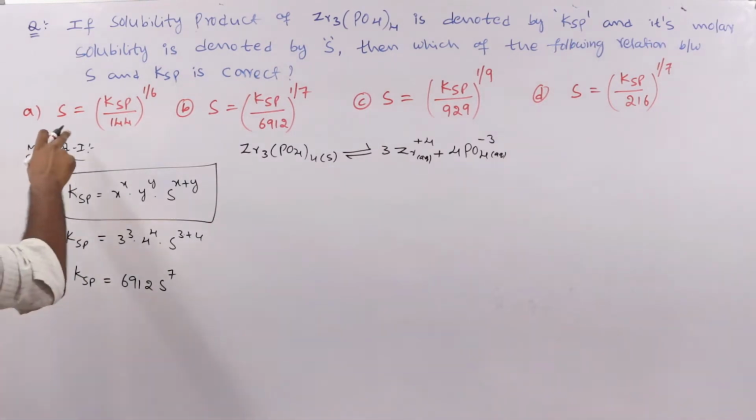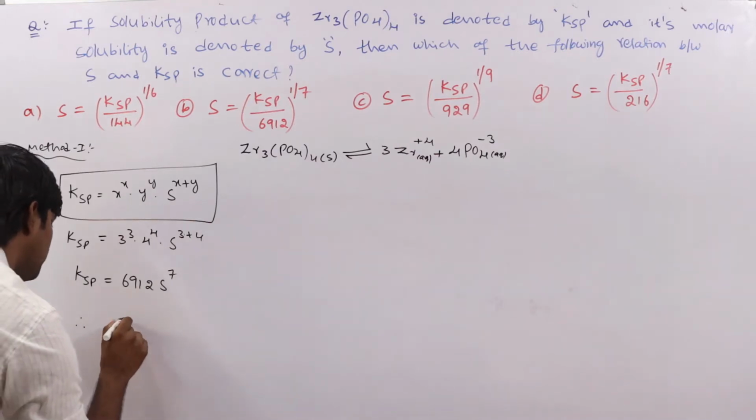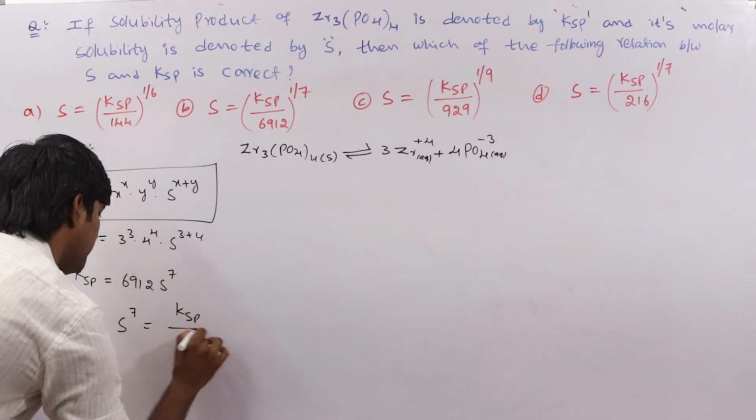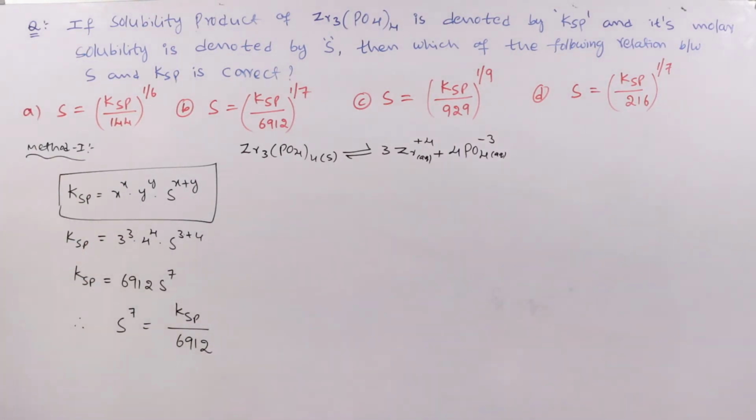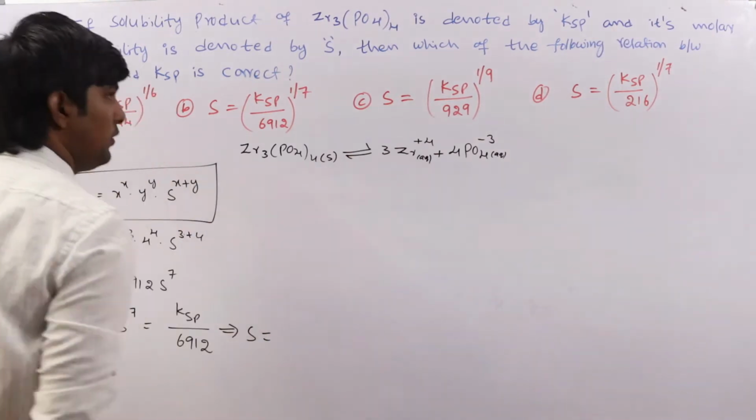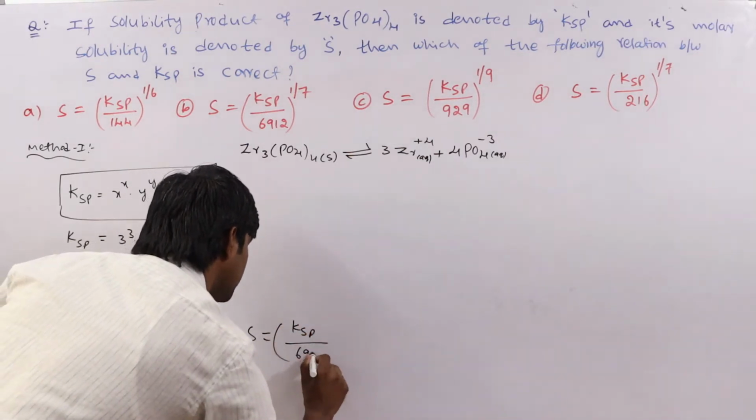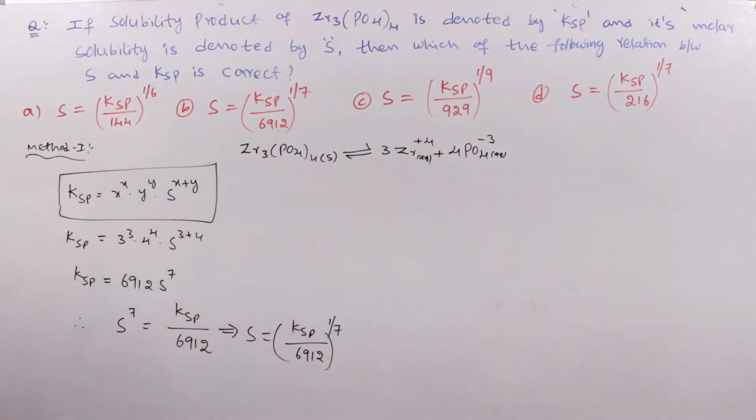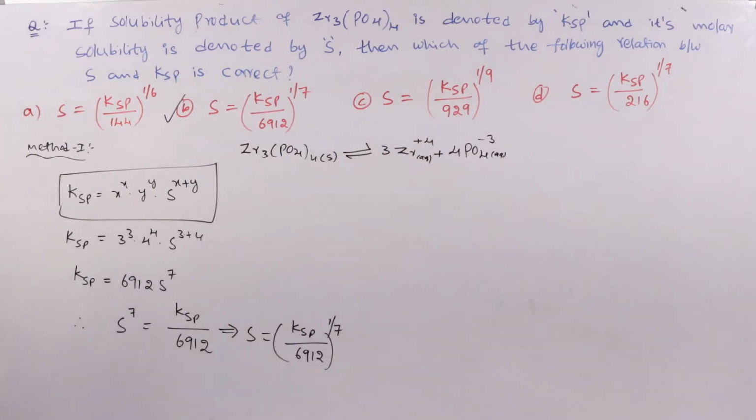The options are given in this way, so take this to the other side. We get S power 7 is equal to Ksp by 6912, and from this, S is equal to Ksp by 6912 whole power 1 by 7. So this is the correct option.